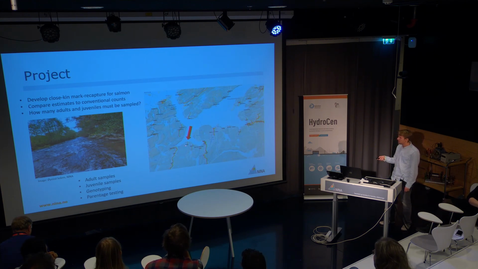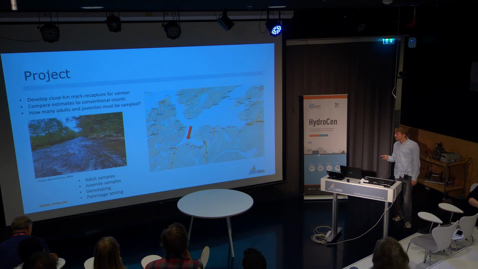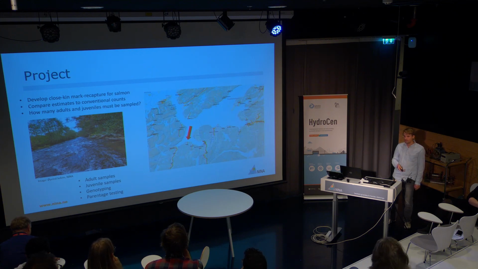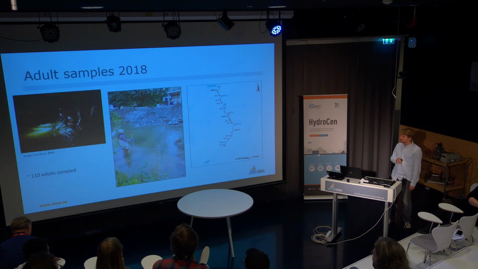We are using a population in this river, Victor, close to Trondheim. And the aim is then to develop close-kin mark recapture for Atlantic salmon, to compare the estimates of that method to conventional counts, which have been done for Victor. And we're going to look at some other things also, like, for example, how many adults and juveniles do you have to sample, and in which way, to get a reliable estimate of population size. So we needed adult samples and juvenile samples, to genotype them, and to do parentage testing. So some words about how that was done.